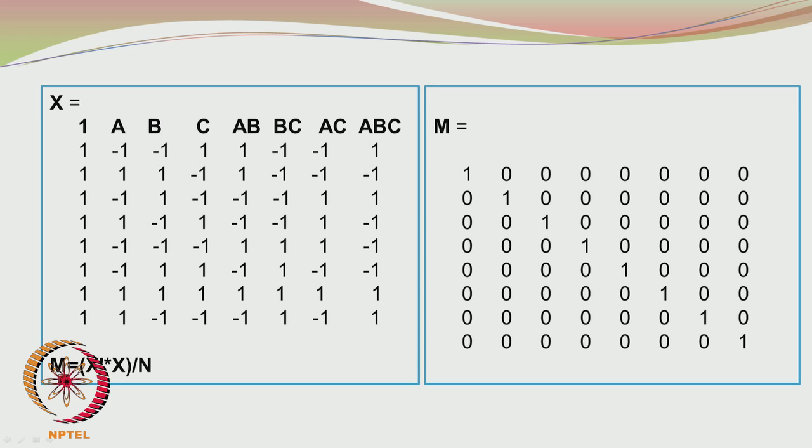And so when we do M is equal to X prime X by N, we take the transpose of the X matrix, and we then multiply with the X matrix again, and then divide it by the number of settings. N in this case is equal to 8: 1, 2, 3, 4, 5, 6, 7, 8. And when we do that, the X prime X matrix would be a diagonal matrix having 8, 8, 8 and all that. But when you divide it by 8, then it becomes an identity matrix of dimension 8 by 8. So, very interesting.